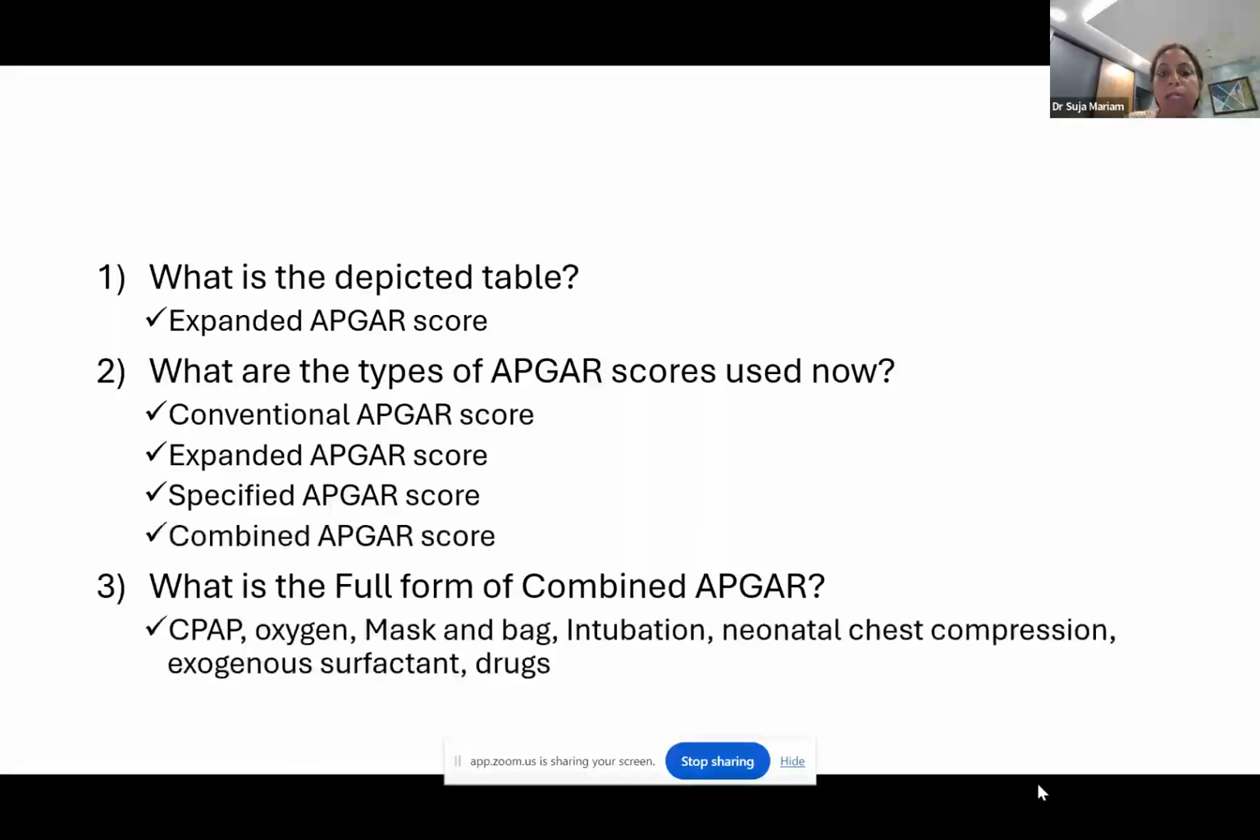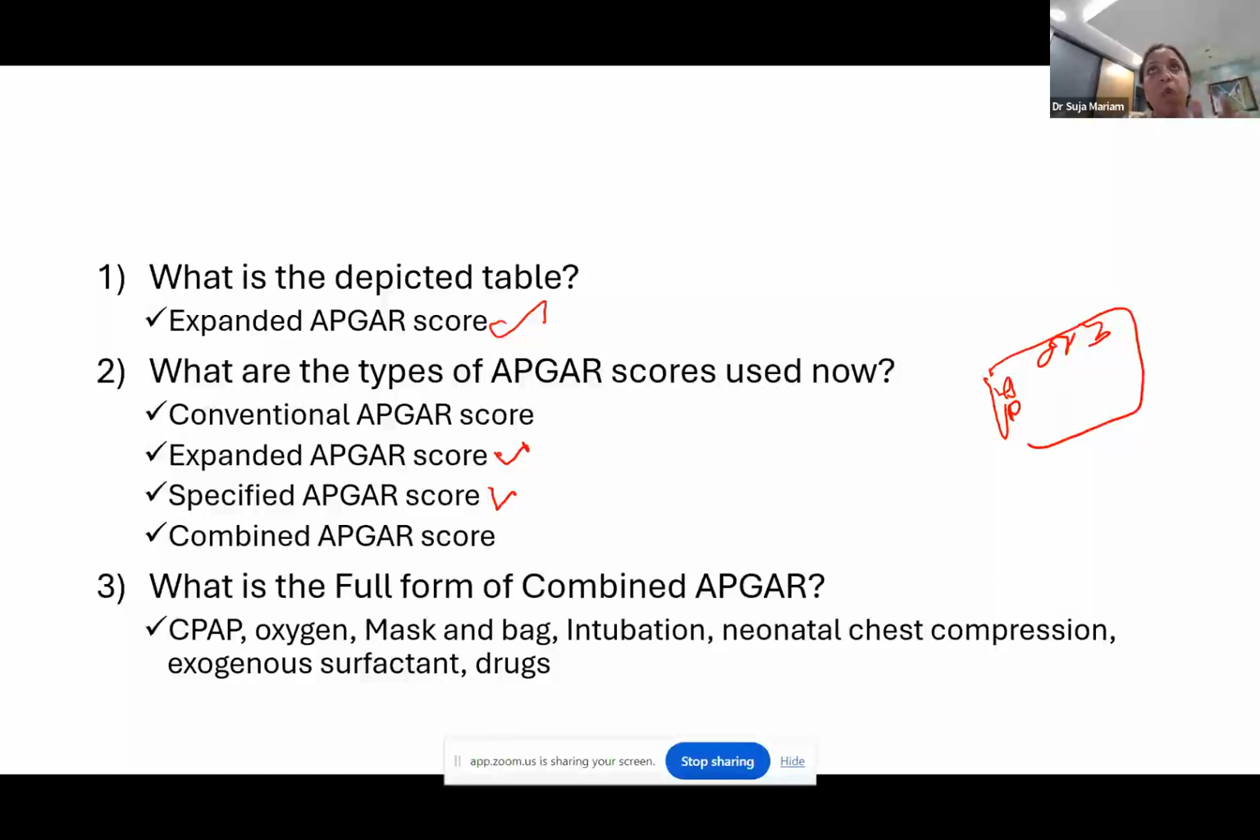So the types of Apgar scores that we are using currently are the conventional Apgar score, where we have the 6x4 table where you have 0, 1, 2, and you have the full form of Apgar. The expanded Apgar score is what we saw now, where you will be expanding into the 10 minute, 15 minute and 20 minute Apgar score, and you will be putting a check mark on the events. The specified Apgar score is actually a part of combined Apgar score. It is actually the Apgar full form only, but you continue with the interventions.